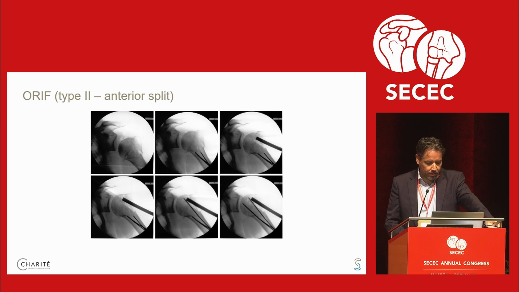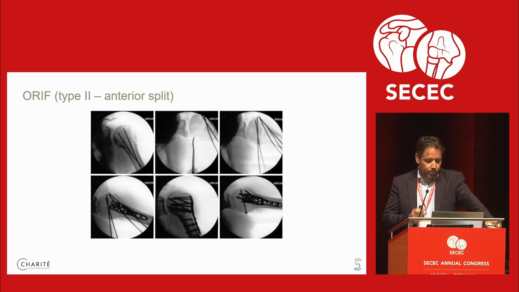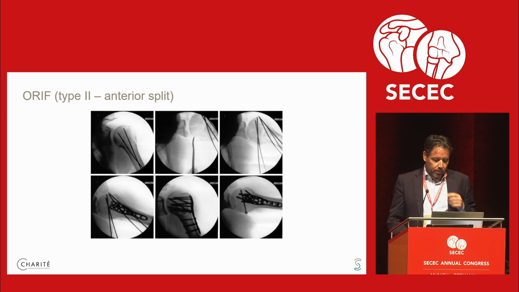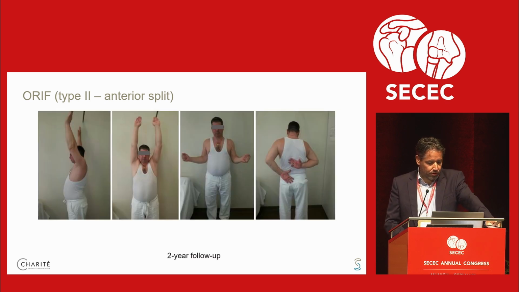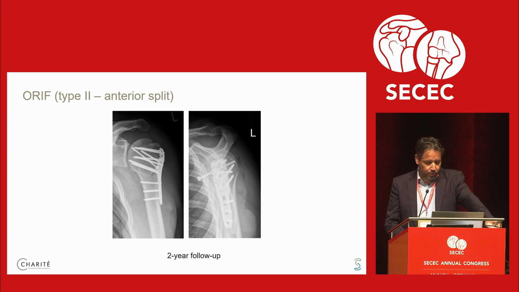We elevate the head. We advance K-wires from the shaft to the head. We control the reduction also on the axillary plane. And if, like in this case, there is a split, we usually place an AP screw to compress the split and then put on the plate. And this is our approach in most of the anterior head split fracture situations. This was the patient at 2 year follow-up.